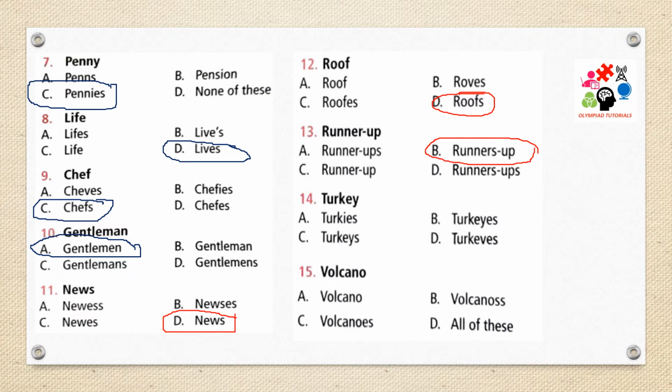Next, turkey, turkeys. Turkey is a bird. Volcano, volcanoes. Volcano, volcanoes is going to be the correct plural form of the word.